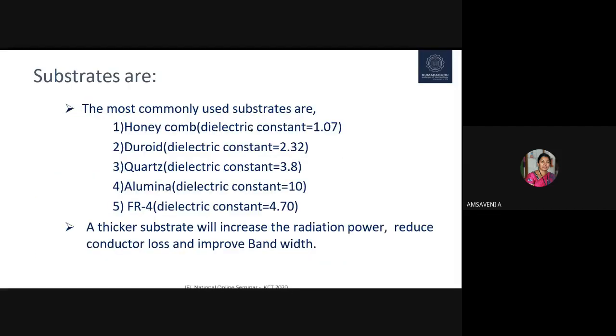These are the substrates or dielectric materials preferred for any microstrip patch antenna: honeycomb, duroid, quartz, alumina, and FR4. FR4 means flame retardant. It has a dielectric constant of 4.7. This is widely used. A thicker substrate will increase the radiation power, reduce conductor losses and improve bandwidth. So the substrate thickness should be high.